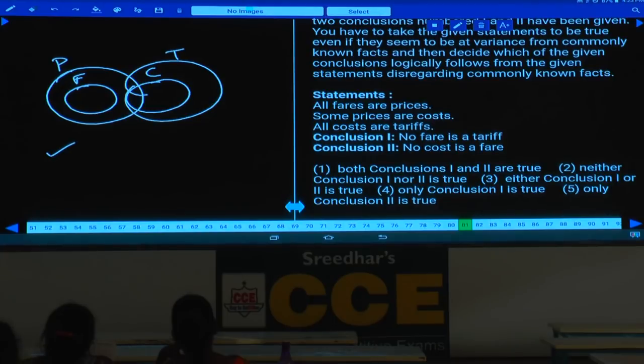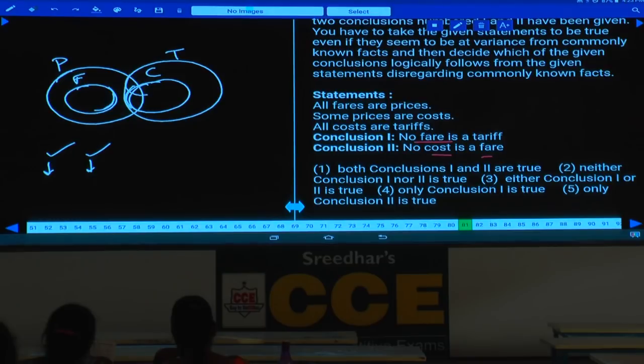No fare is tariff as of now true, because fare is here, tariff is here, that is definitely true. Second one, no cost is fare. Cost is here, fare is here, that is also definitely true. Now both the conclusions follow, and these two are negative conclusions. As the negative conclusions follow, then we should prove the alternate diagram to make them false.